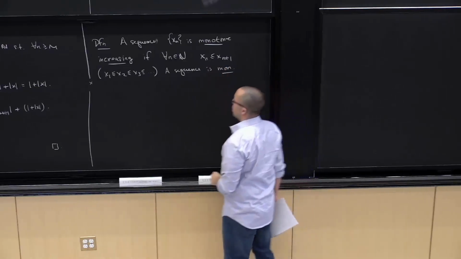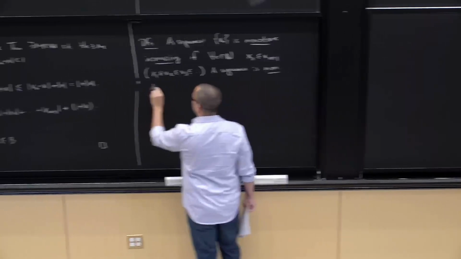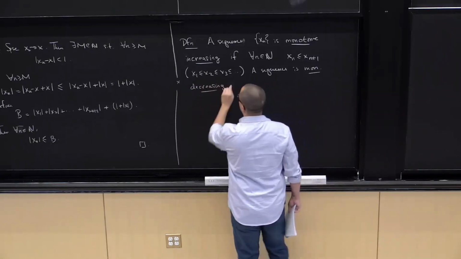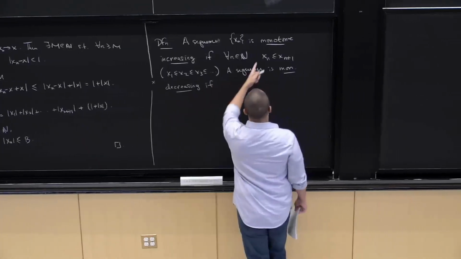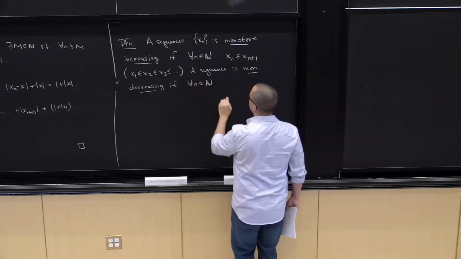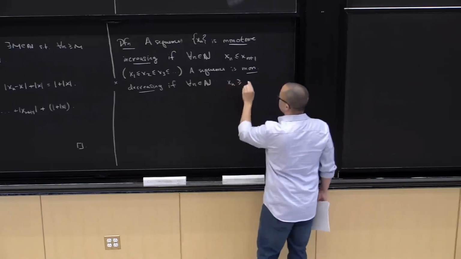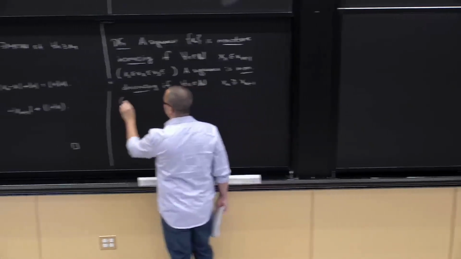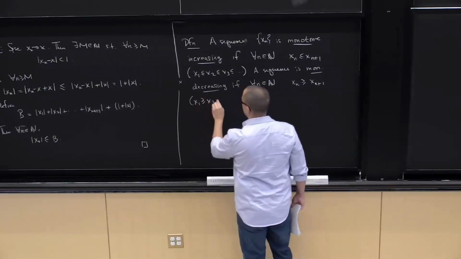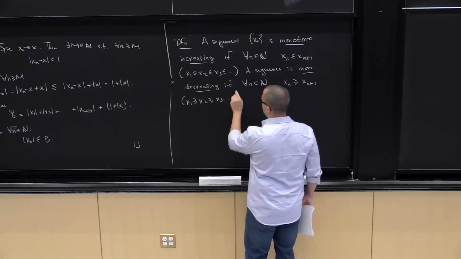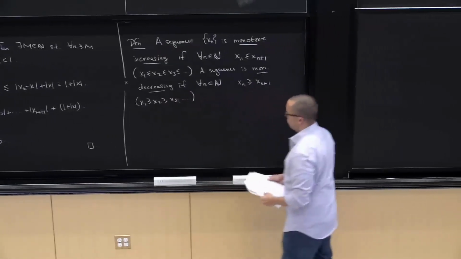The sequence is monotone decreasing if we have the other inequality. So things are getting smaller. X sub n is bigger than or equal to x sub n plus 1. Okay?